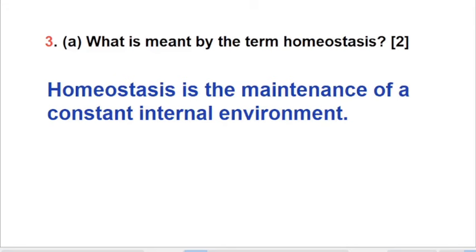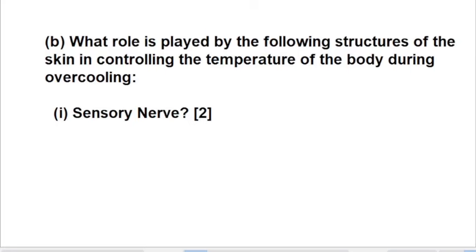We now come to question 3B. So question 3B reads, what role is played by the four structures of the skin in controlling the temperature of the body during overcooling? So overcooling is just a situation whereby the body is experiencing cold. So we start with the sensory nerve. What role is being played by the sensory nerve? The sensory nerves detect a cool temperature and send information to the brain for responses. That is the role they play.